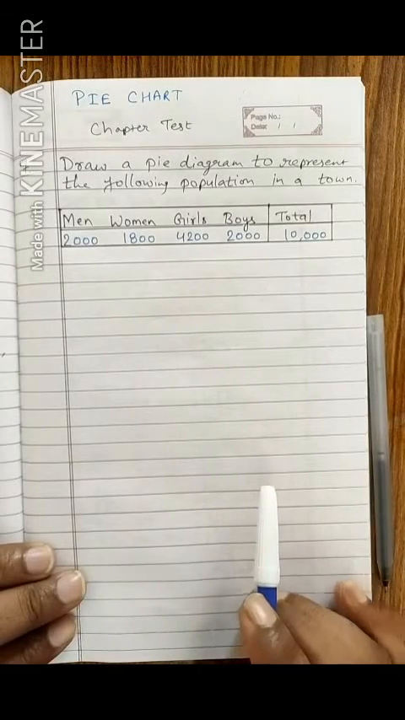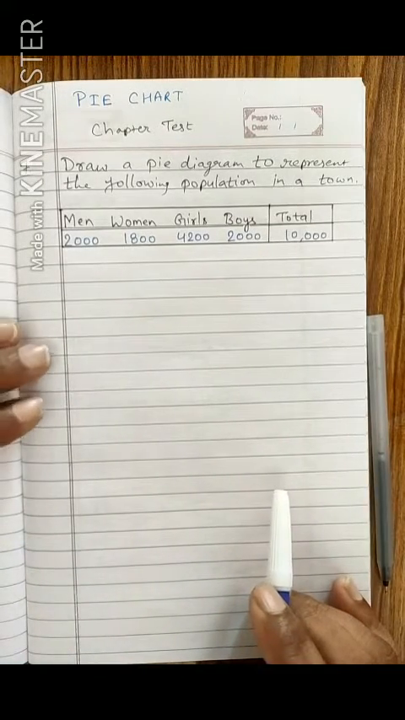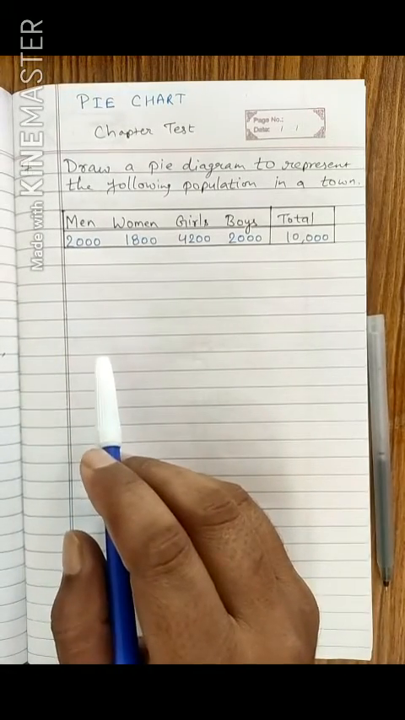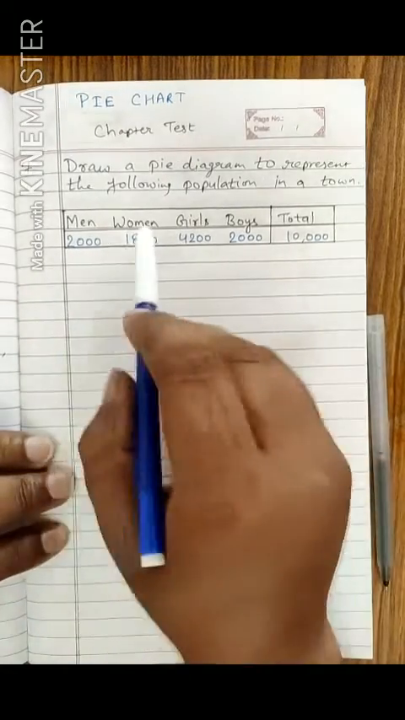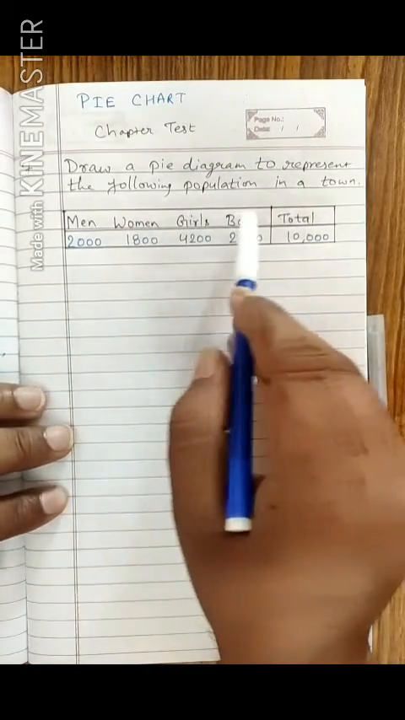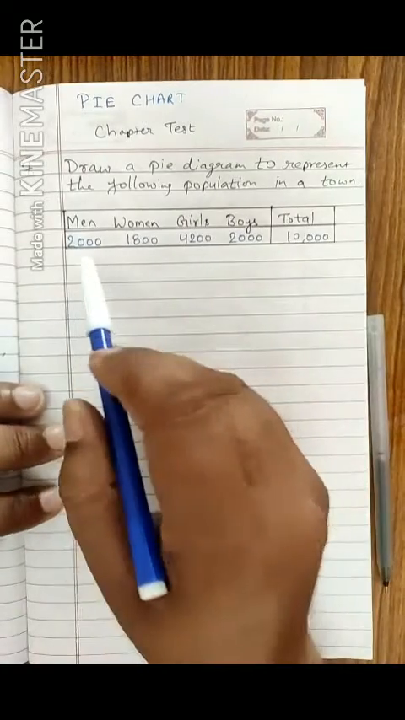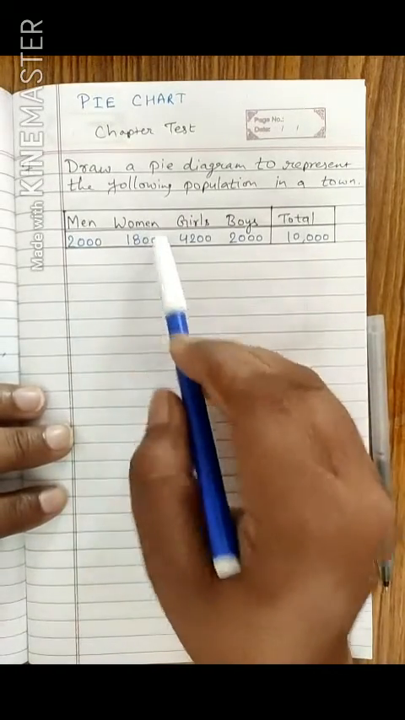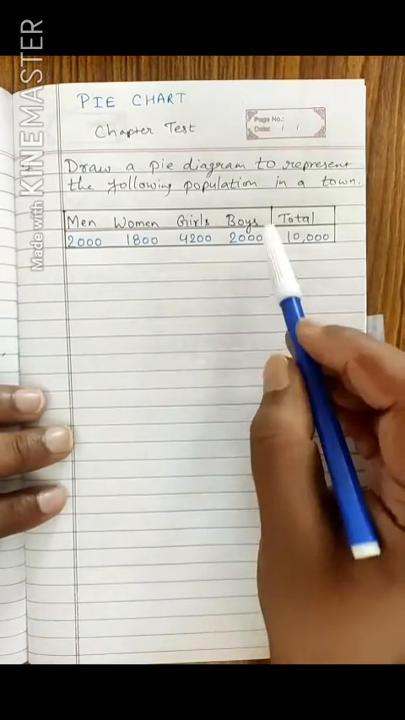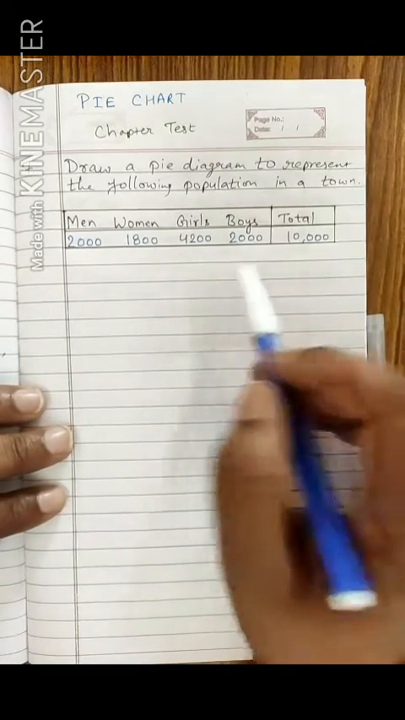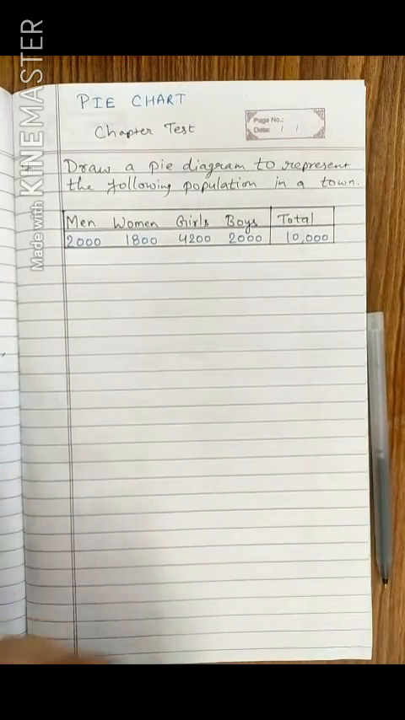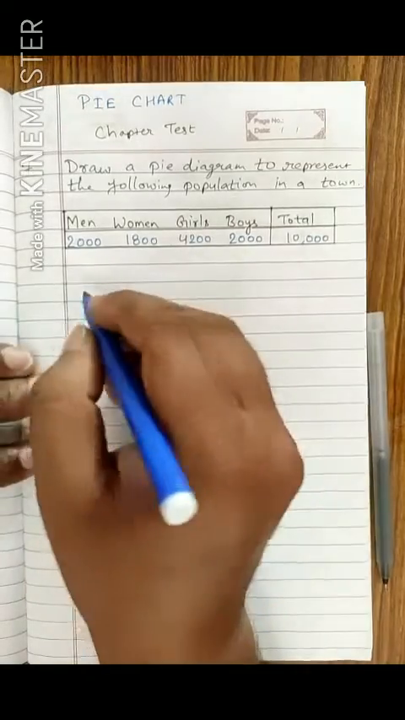Students, in this video we will learn how to draw a pie chart. The data is given here. Draw a pie chart, pie diagram to represent the following population in a town. The number of men is 2000, women is 1800, number of girls is 4200, boys are 2000, so the total comes to 10,000. Okay, so let us begin.